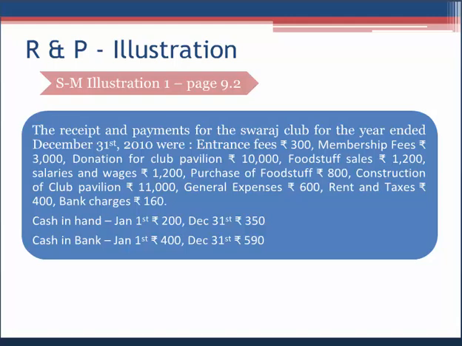Foodstuff sale will be a receipt. Salaries and wages will be a payment. Purchase of foodstuff is a payment. Construction is a payment. General expenses, rent and taxes, they are payments. Simple. Start with opening cash in bank, end with closing cash in bank. Debit the receipts, credit the payments. Try this out, guys. So are you done with the solution?